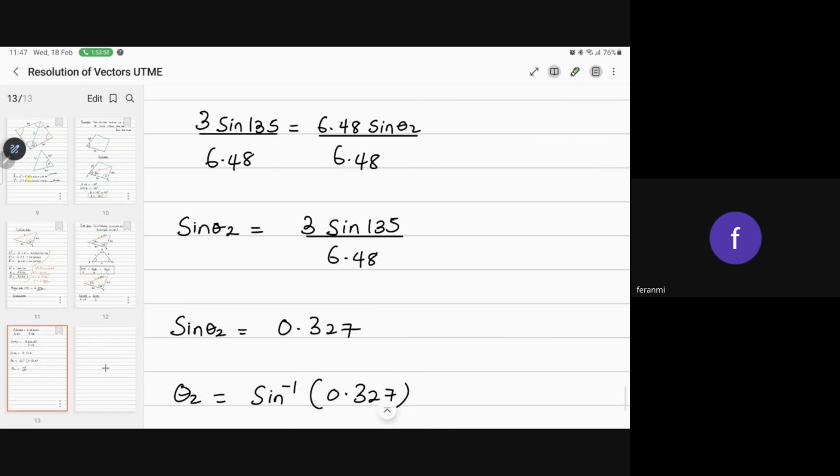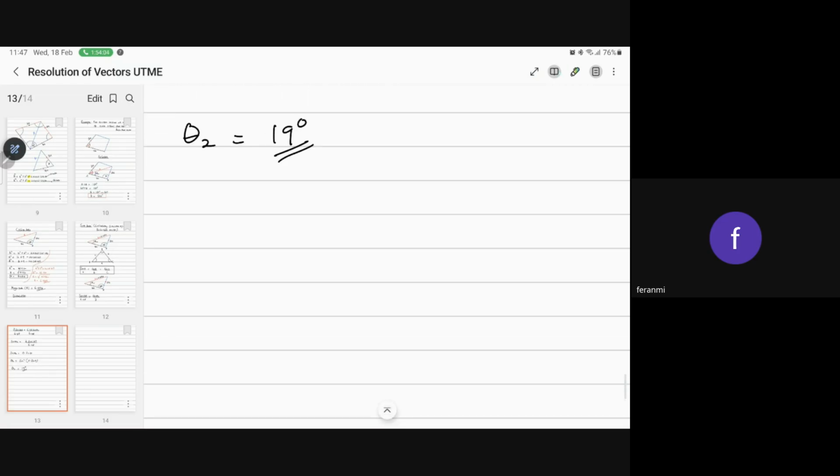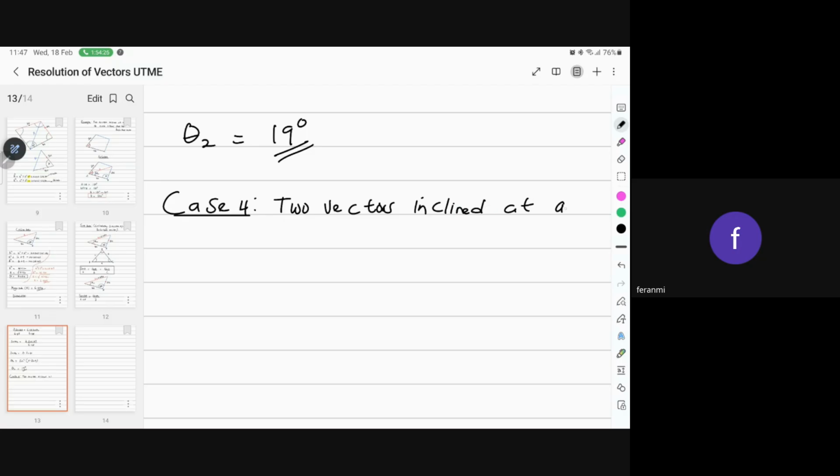So this implies that for case 4, two vectors inclined at an angle, use cosine rule. Example 2.